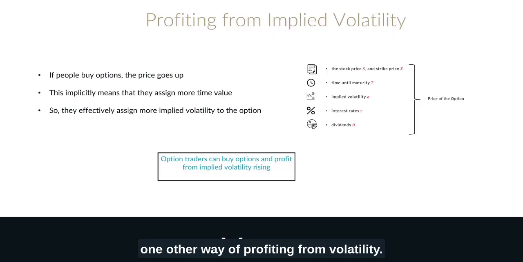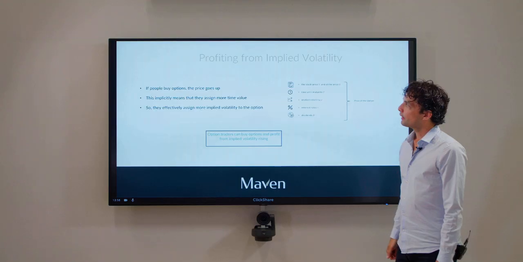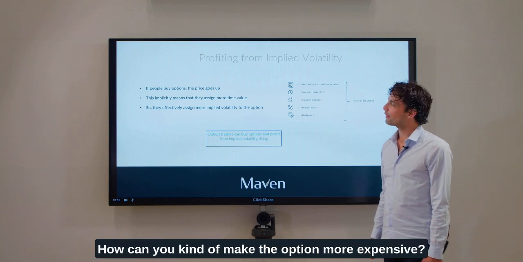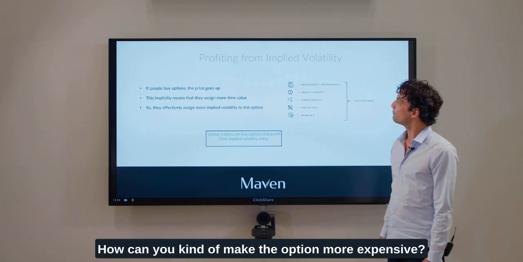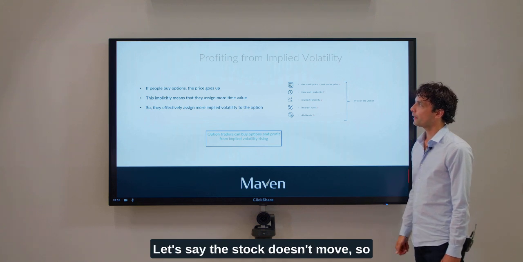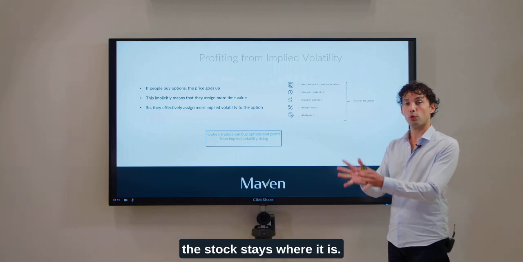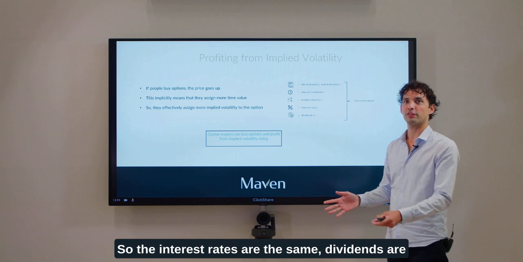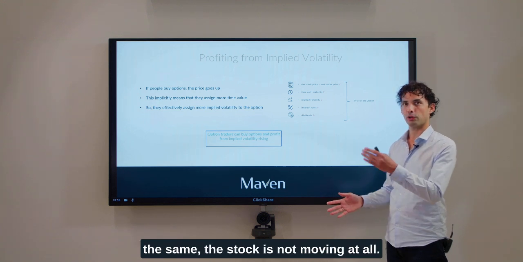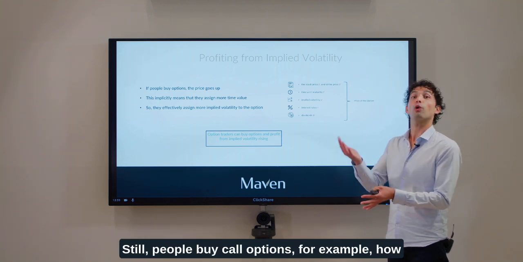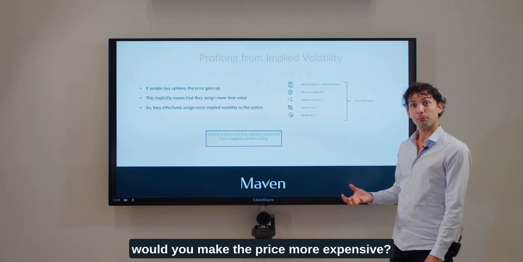There's one other way of profiting from volatility. That's the easier part. If people buy options, in general, the price goes up just because of supply and demand. So if people buy call options, buy call options, buy call options, the price will go up naturally. How would they do that? How can you make the option more expensive? Let's say the stock doesn't move, so the stock stays where it is, all else equal. The interest rates are the same, dividends are the same, the stock is not moving at all. Still people buy call options, for example. How would you make the price more expensive?